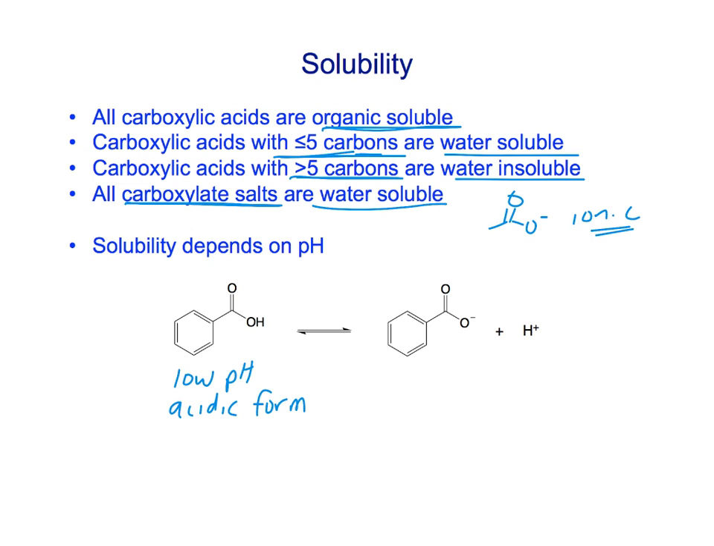All right, if we raise the pH, we add some hydroxide. Hydroxide will react with the carboxylic acid and go to the right towards the conjugate base. So this is what we see at high pH. This is what we could call the basic form.